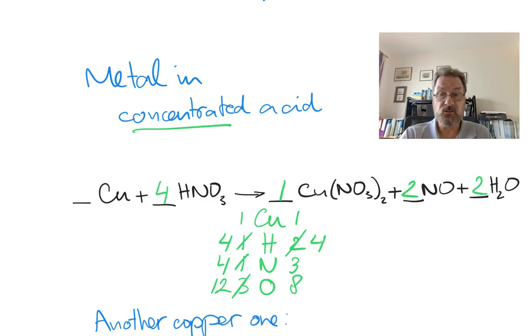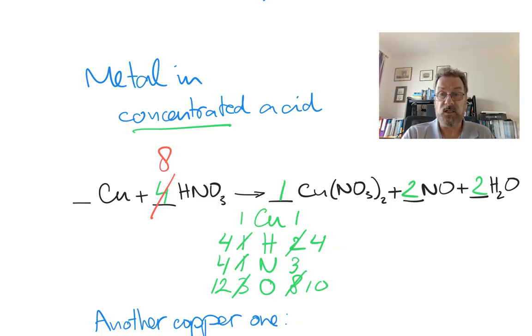So now the last thing to check are the oxygens. So 1 copper nitrate means that I have 6 oxygens there, plus 2 from the NO gets me to 8, plus 2 from the H2O gets me to 10. So there are 2 more oxygens that I haven't used yet. Now the easiest thing to do with those is to make water out of them. But 2 more oxygens to make water means that I need an extra 4 hydrogens. So that should mean that this goes up to 8, right?